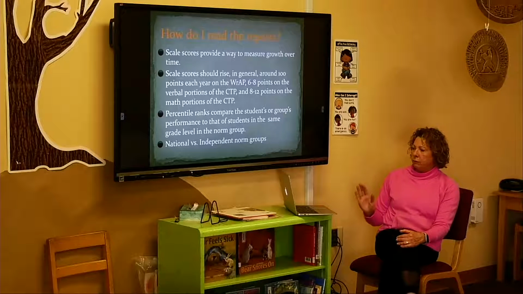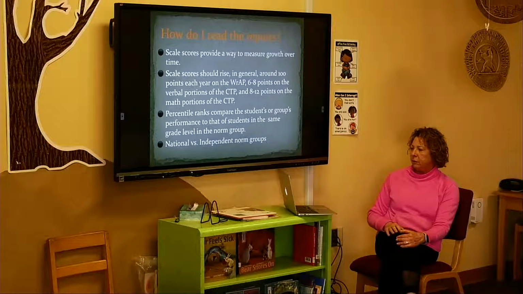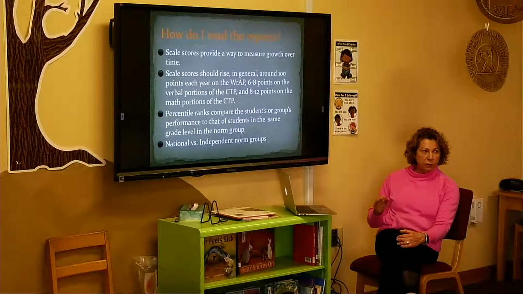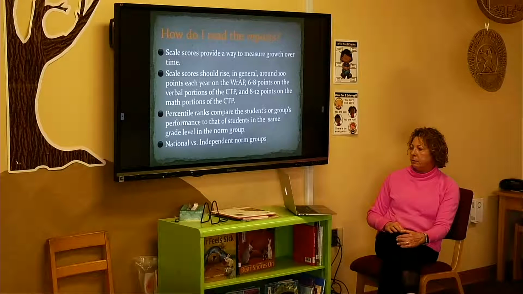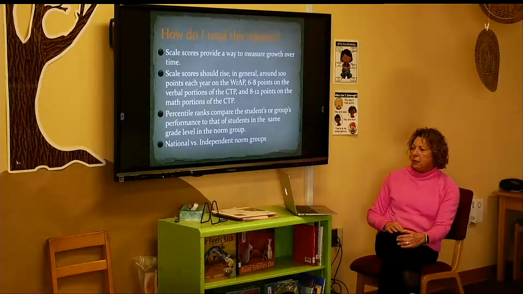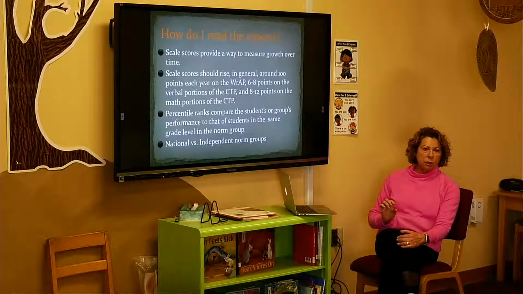I'll go through more information about scale scores, et cetera, when I'm showing you actual reports, but just a little bit of background information. Scale scores are what we use to measure growth over time. And on the RAP, the writing program, typically scale scores are tied to grade levels. So if your child is in 3rd grade, her scale score should be in the 300 to 400s. 300s would be what's expected. 400s would be that she or he is achieving above grade level in writing.